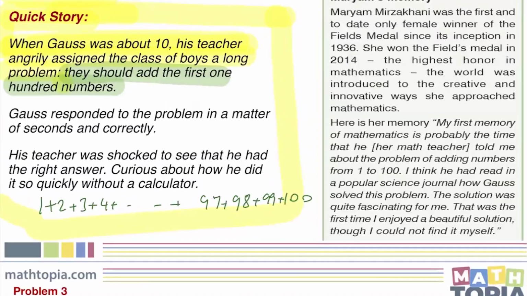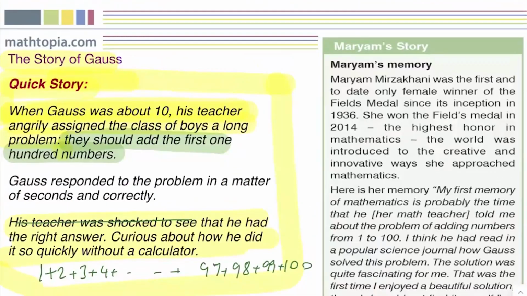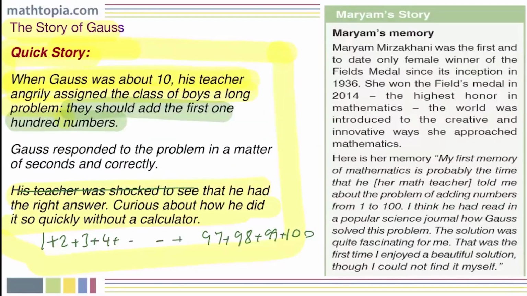His teacher was shocked to see he had the right answer, curious about how he did it so quickly without a calculator. What do you think? How did he calculate? I think he was like 101 times... Wow, that's correct. He was thinking that, Mehmet, do you see that? Yeah. 1 plus 100 equals 101, and then the other one is 101, and then the other one's 101.